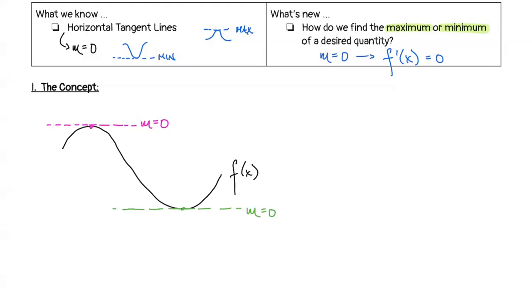I would agree. The pink is a maximum, right? And we can maybe say that the green is a minimum. But how could you tell me using slope of the function? Like, I know the slope of the function here is 0. But what about the slope on this side?